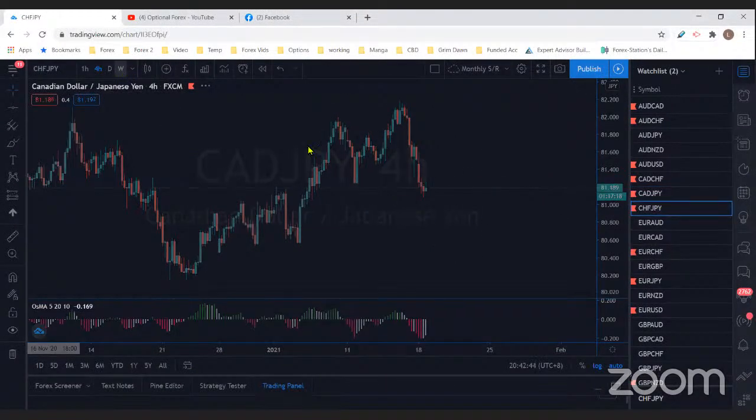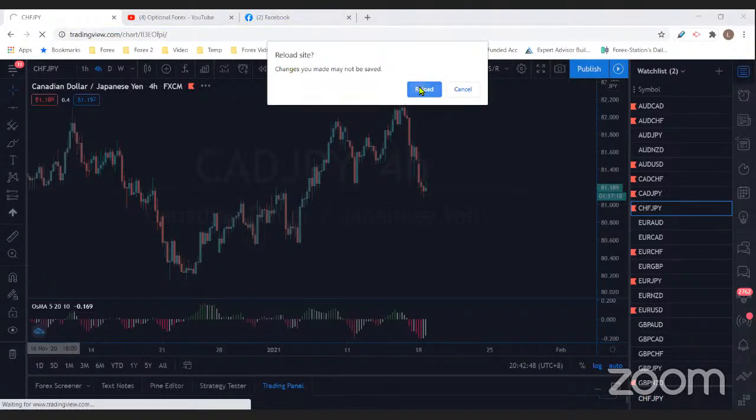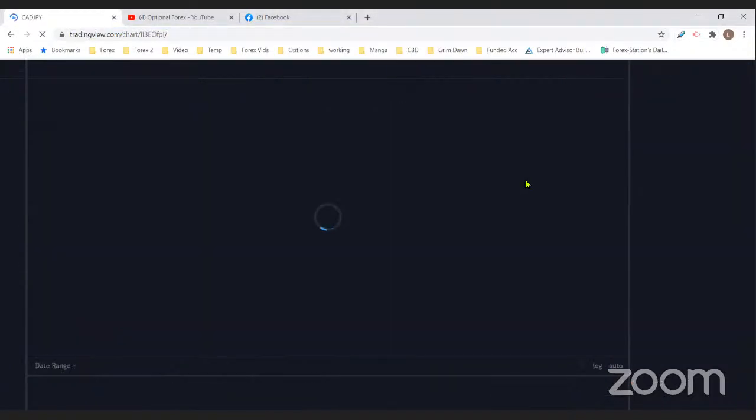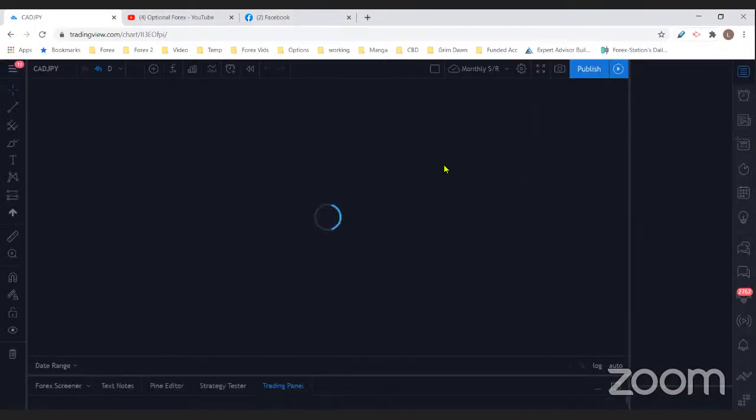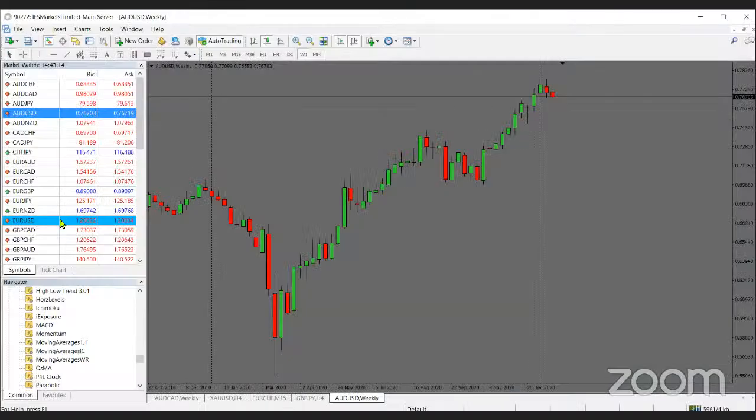Swiss yen. TradingView is playing me again. Let me see if I can manage to refresh. Move it. It's not responding at the moment. Let me switch to MP4 to see if I have better luck.